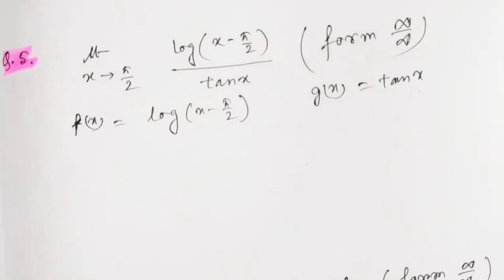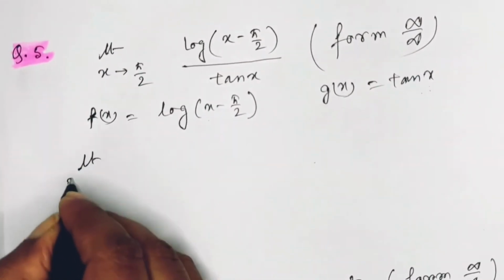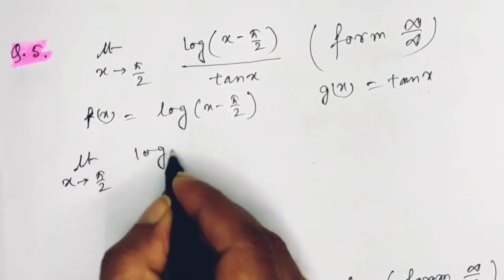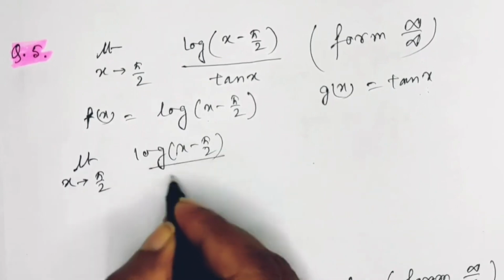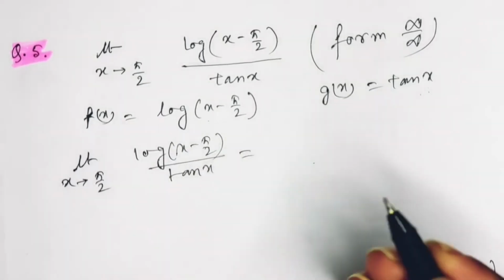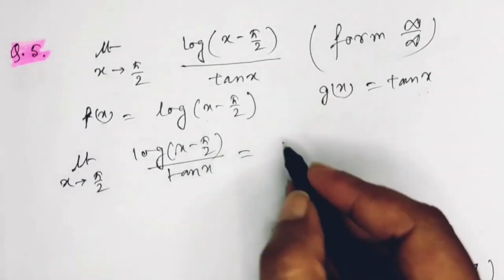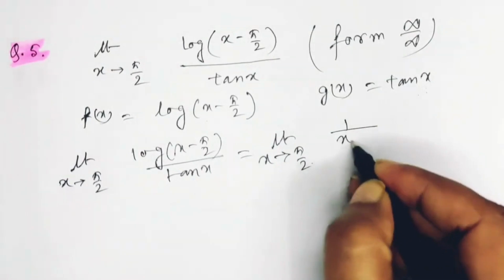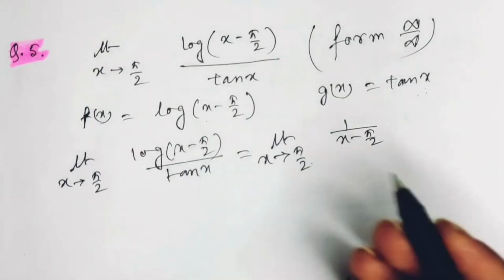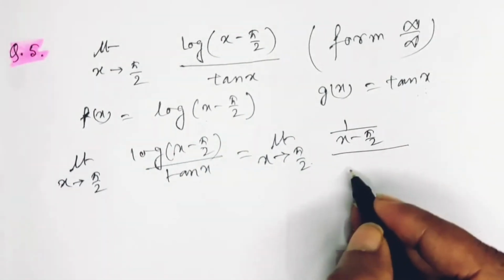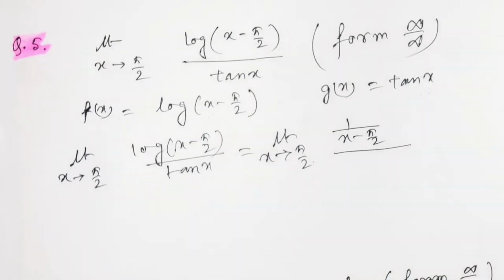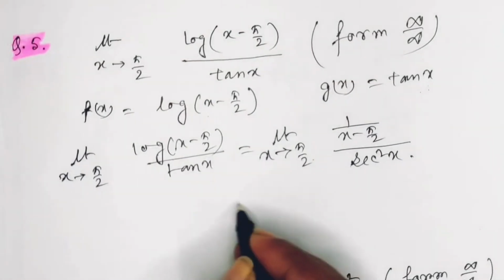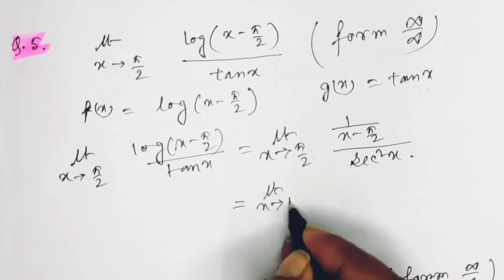Now the next question. In the next question here it is the limit x tends to pi by 2, and if we take the log of x minus pi by 2 divided by tan x. So definitely we take the derivative of the denominator and numerator, so that we shall find 1 upon x minus pi by 2, and its derivative is 1, so let it be. And then tan x, its derivative is sec square x, so that we can rewrite it as limit x tends to pi by 2.